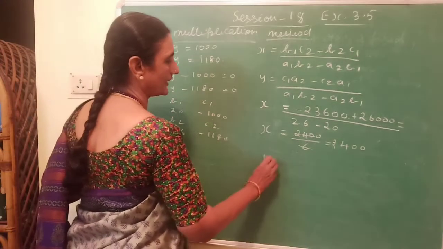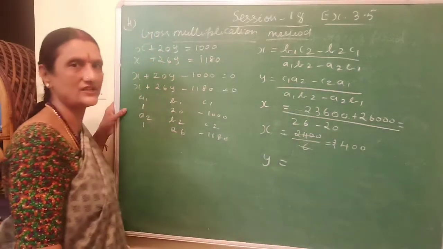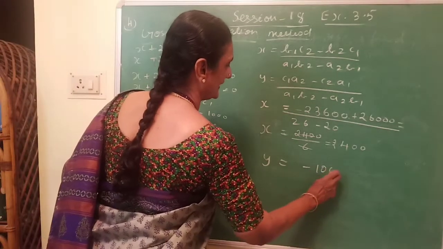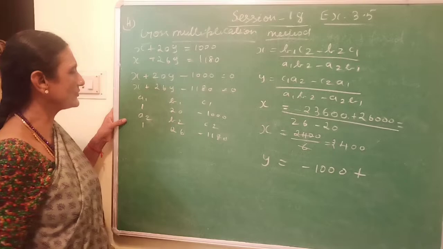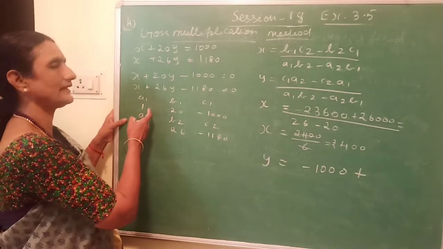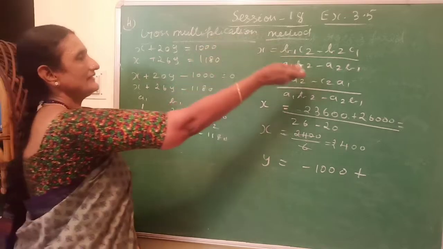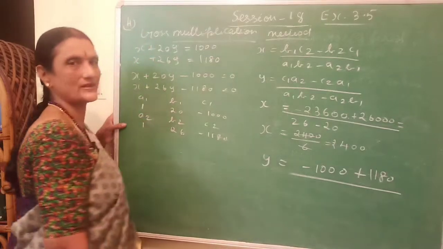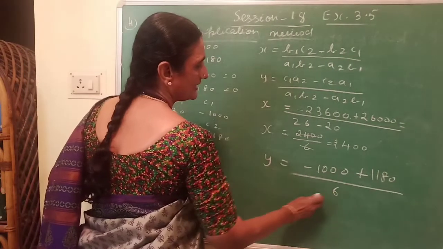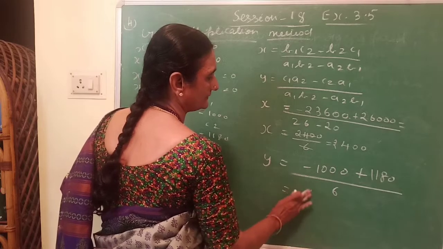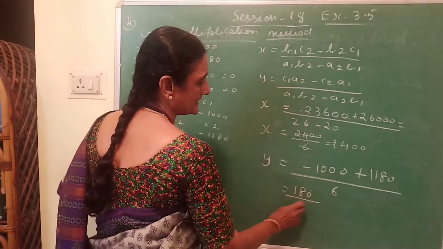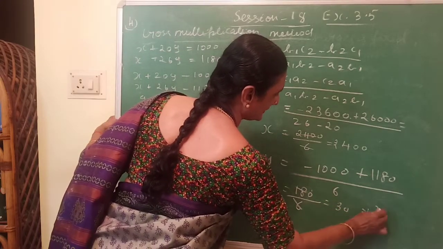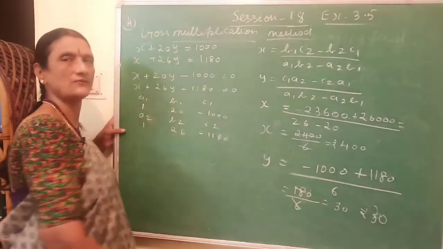So how do we calculate y? It is c1a2 minus c2a1. So c1 is here, a2 is here, so it is minus 1000, then plus c2a1. c2 is minus 1180, and then 1 here, minus 1180, and with that negative sign it becomes positive. The denominator happens to be 26 minus 20, that's again 6. So you will get 180 divided by 6, namely 30. So we have got rupees 30 for y and rupees 400 for x.